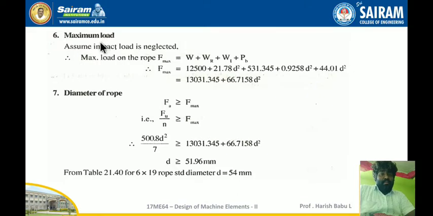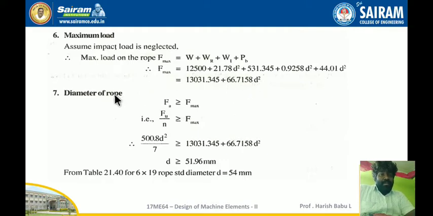So the maximum load. Assuming impact load is neglected, I want to get the maximum load on the rope, that is F maximum is equal to W plus WR plus WL plus PB. Substituting all the values, I want to get that as 13031.345 plus 66.7158 d square.